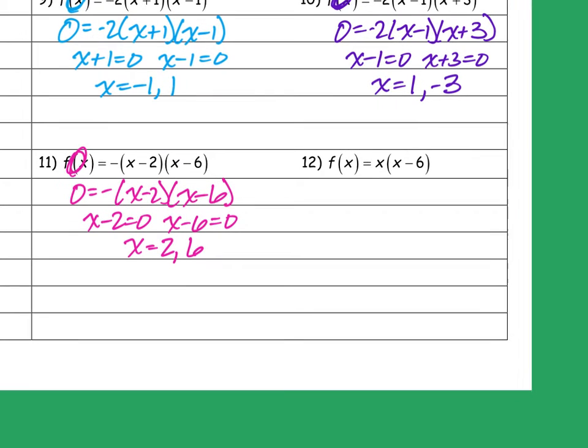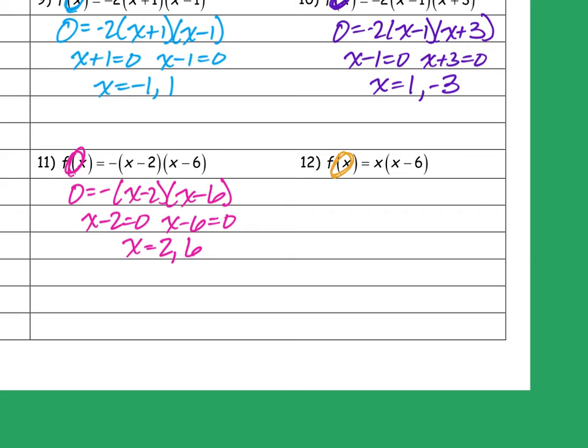And then the last one is kind of like number 6, I think it was. So 0 equals x times x minus 6. So either x equals 0 or x minus 6 equals 0. So x is either going to equal 0 or positive 6.